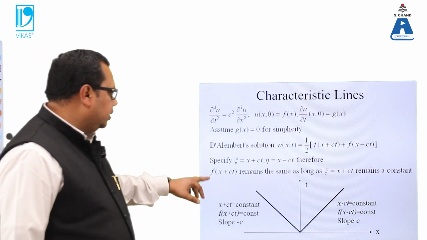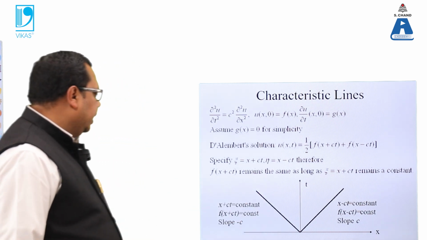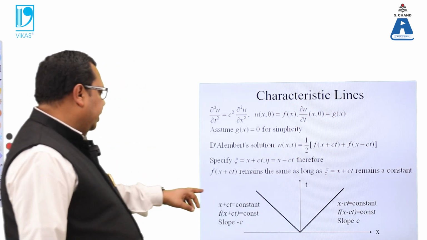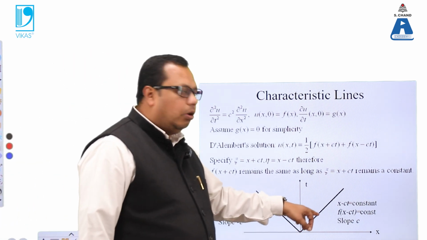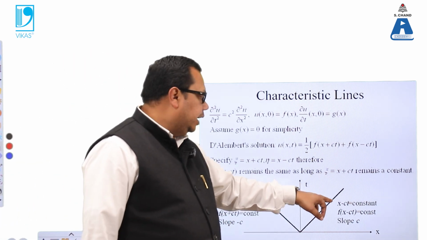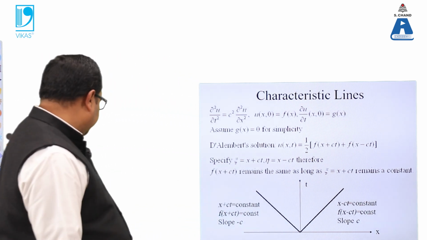When we simplify this, we get this particular equation: for x plus ct constant, f(x plus ct) is constant, with a slope which is minus c, and this is a slope which is showing c. So x minus ct constant, f(x minus ct) is also constant, with the particular slope c.